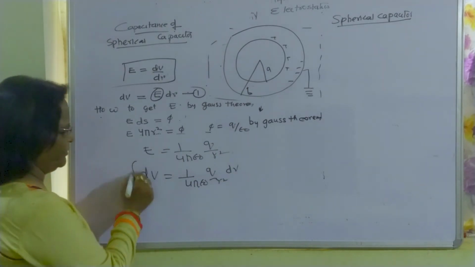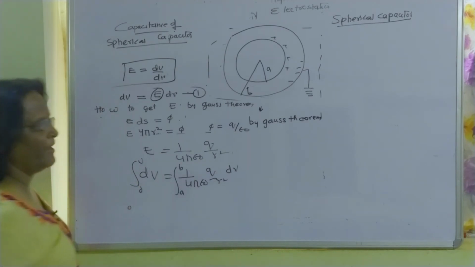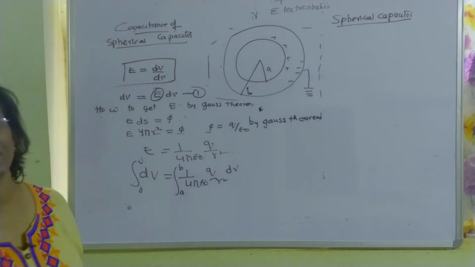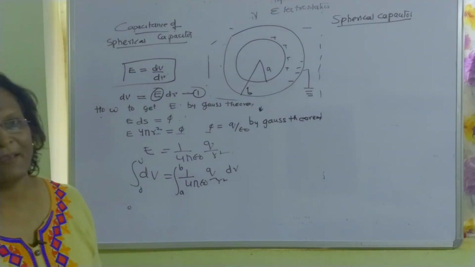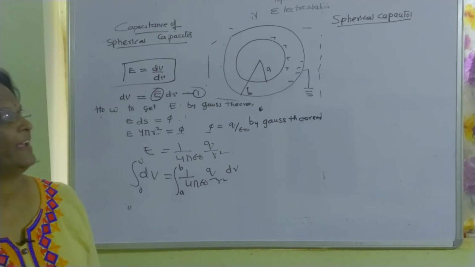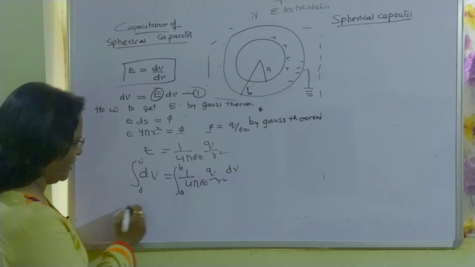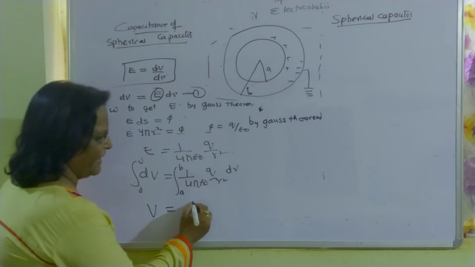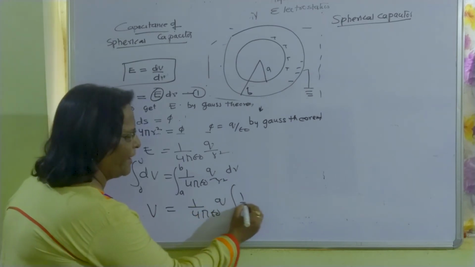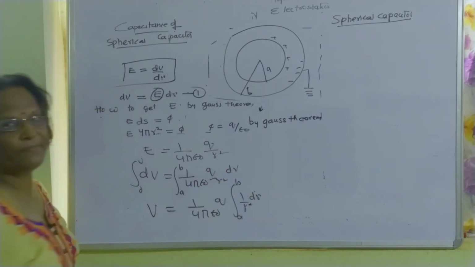We have to find out the potential V, and the limits are A to B. What will be the limit for radius again? A to B. Why we have to integrate? Because here also we are not having any uniformity. Means the lines are not parallel, but they are radially outward. They are moving radially outward. They are not parallel. So we will get as such, and it will become 1 upon 4 pi epsilon 0 q and 1 upon r square dr, A to B.